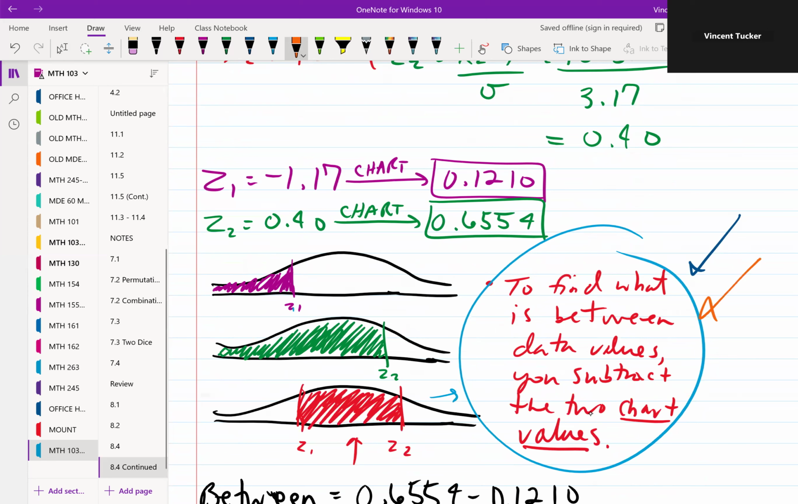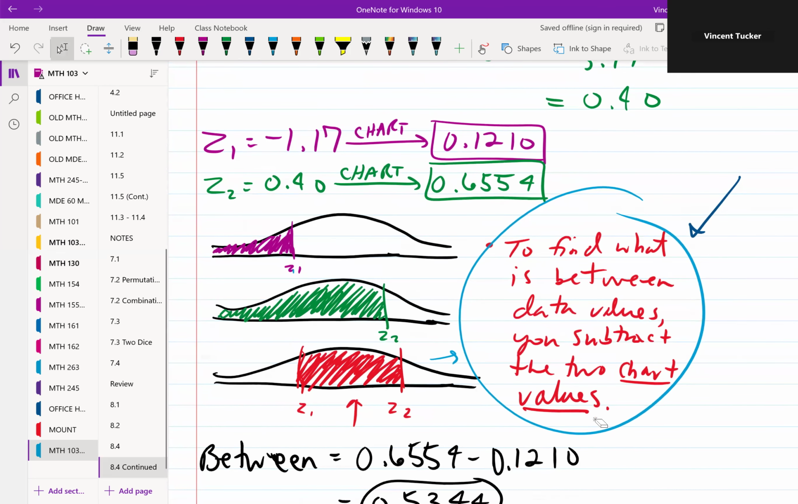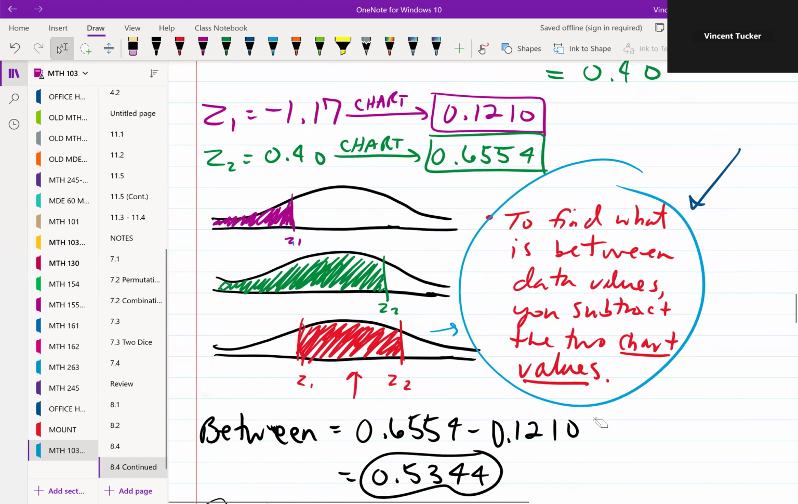To find out what is between your two values, you'll subtract the two chart values. So notice we're not subtracting z-scores, it's subtracting the chart values. So after you find your chart values, then you subtract those. And that'll be 0.6554 minus 0.1210, which is 0.5344.